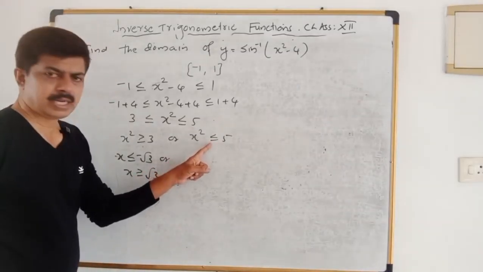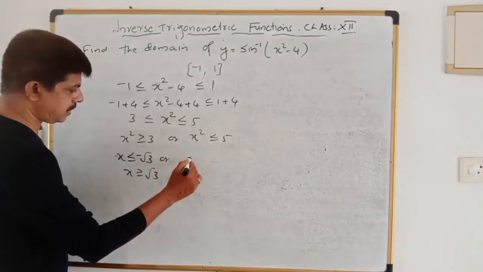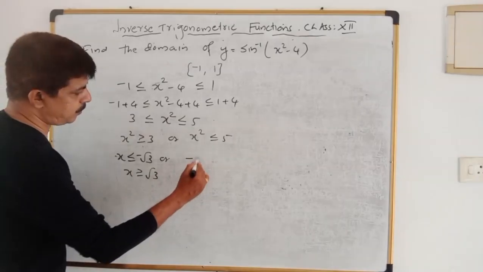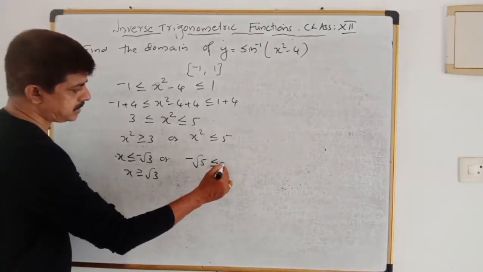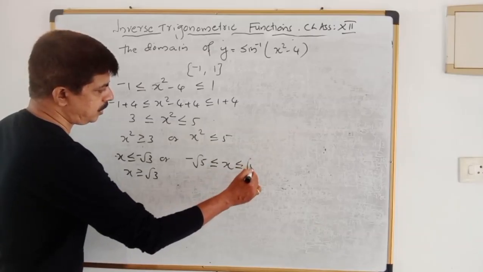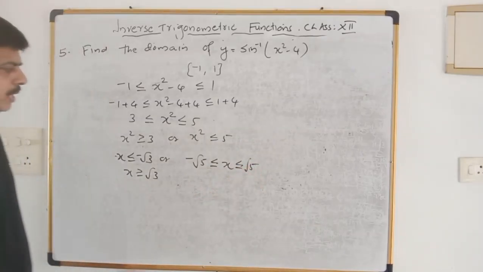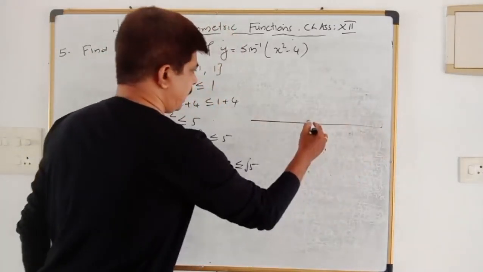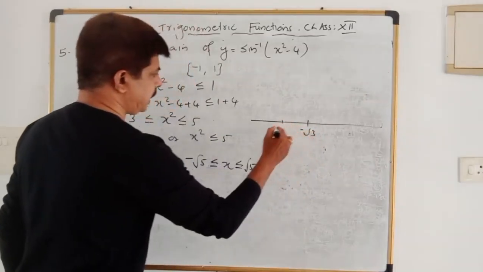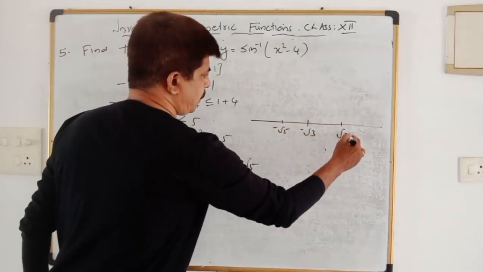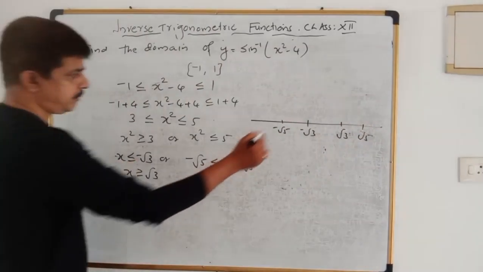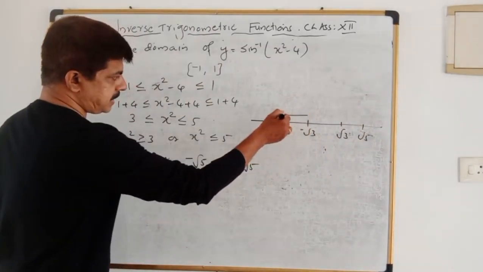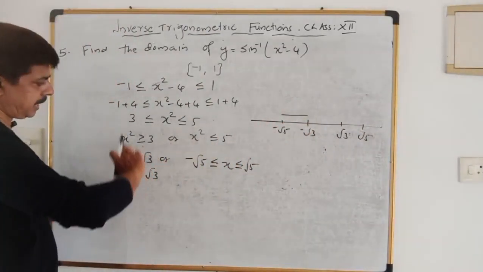When x square is less than or equal to 5, what is our domain? Minus root 5 is less than or equal to x, which is less than or equal to positive root 5. Okay, let us see it on the number line. We have negative root 3 and negative root 5 on this side, and the positive ones on this side. Less than negative root 3 means the domain will come on this side.